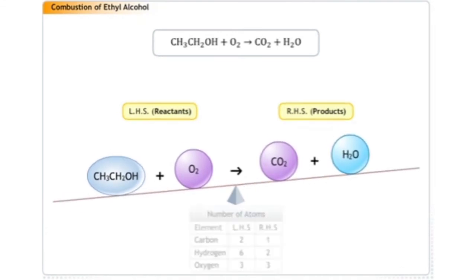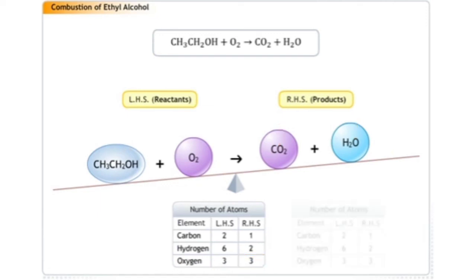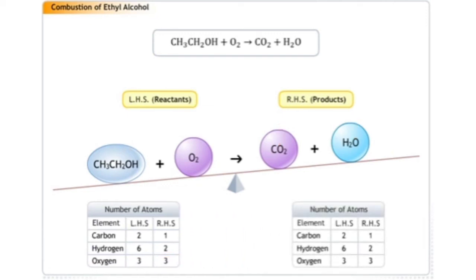Step 2 is to check the number of atoms of each type on either side. Here we have 2 carbon atoms on the left hand side and 1 on the right hand side. 6 hydrogen atoms on the left hand side but only 2 hydrogens on the right hand side. 3 oxygen on the left hand side and 3 oxygen on the right hand side. Let us begin balancing the equation by selecting carbon.